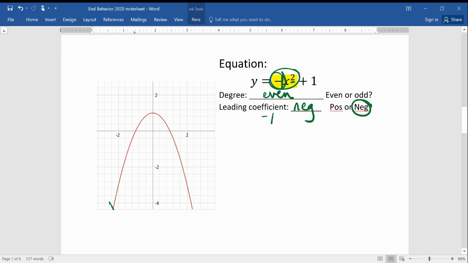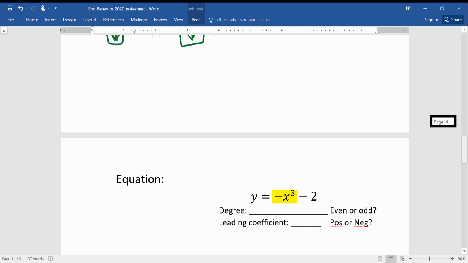Okay, so look at the graph. This is the actual graph of the function. The arrows are both going down because on the left side of this graph, it is going negative, negative, negative. The right-hand side is still going negative, negative, negative. So for even negative functions, the end behavior will always look like that.